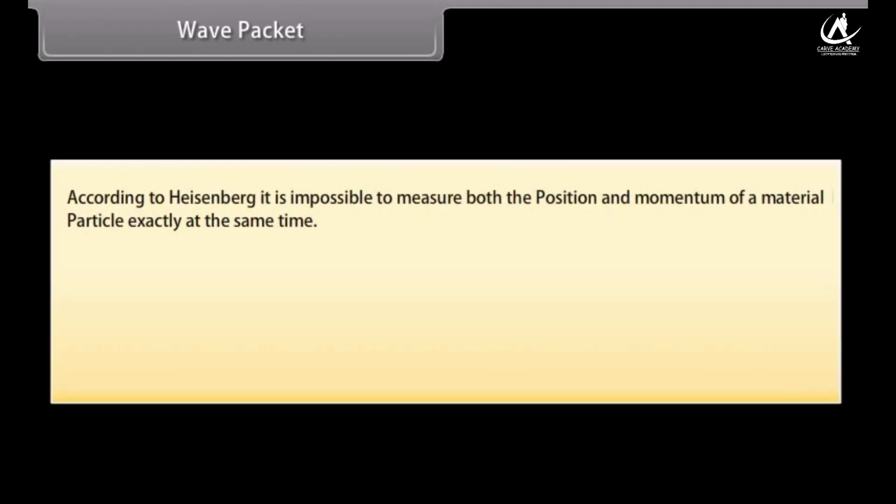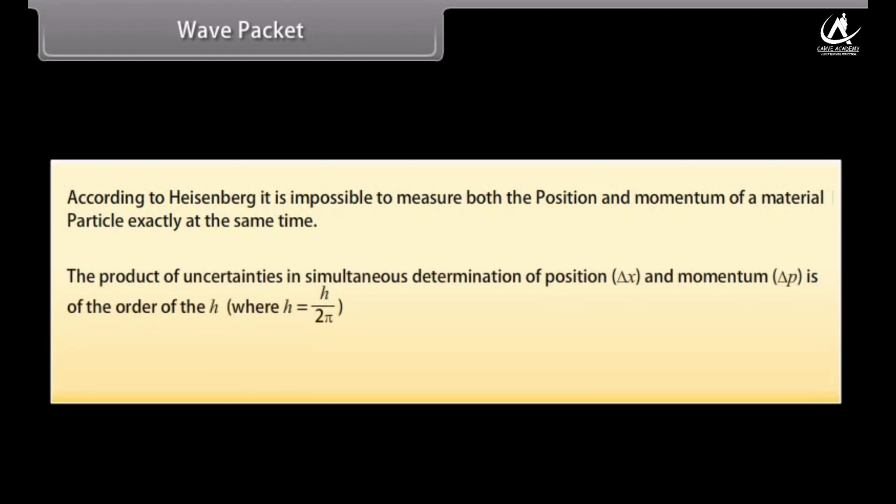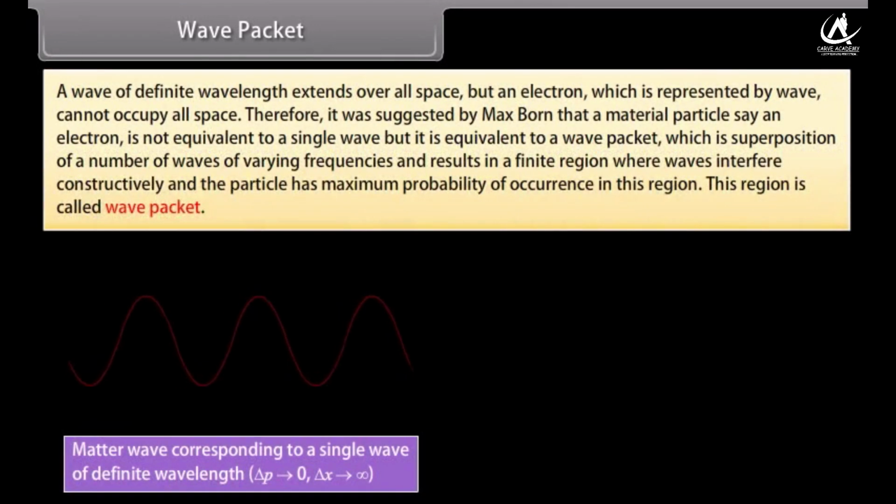Wave packet. According to Heisenberg, it is impossible to measure both the position and momentum of a material particle exactly at the same time. The product of uncertainties in simultaneous determination of position Δx and momentum Δp is of the order of ħ, where ħ = h/2π, Δx·Δp ≈ ħ. A wave of definite wavelength extends over all space, but an electron, which is represented by a wave, cannot occupy all space.